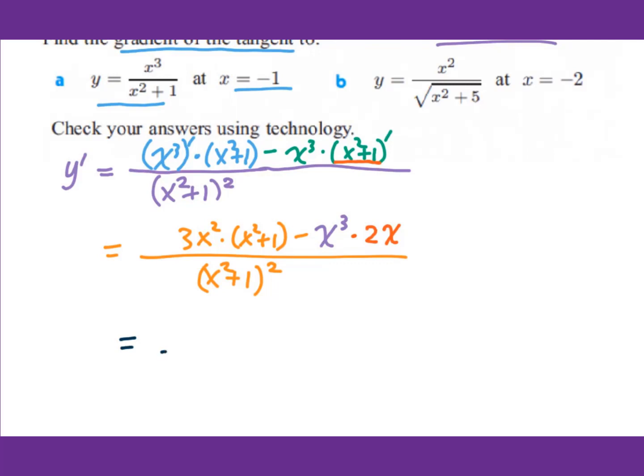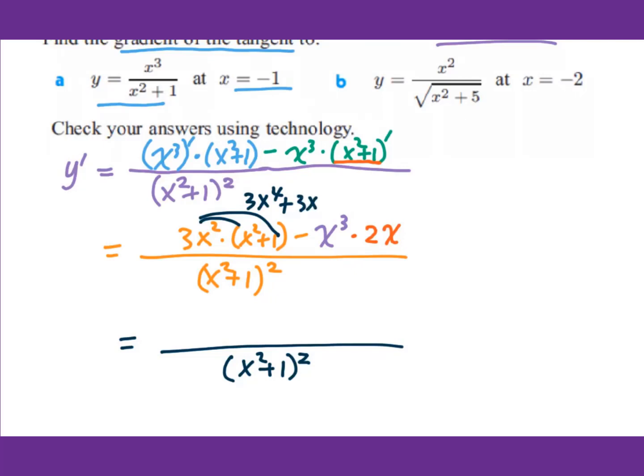Let's simplify. You will get the (x squared plus 1) squared. Distributive property, that's 3x fourth power plus 3x squared. This 2, that is minus 2x fourth power. So we combine like terms. You will get the x fourth power plus 3x squared. Then we need to plug in x equals -1.